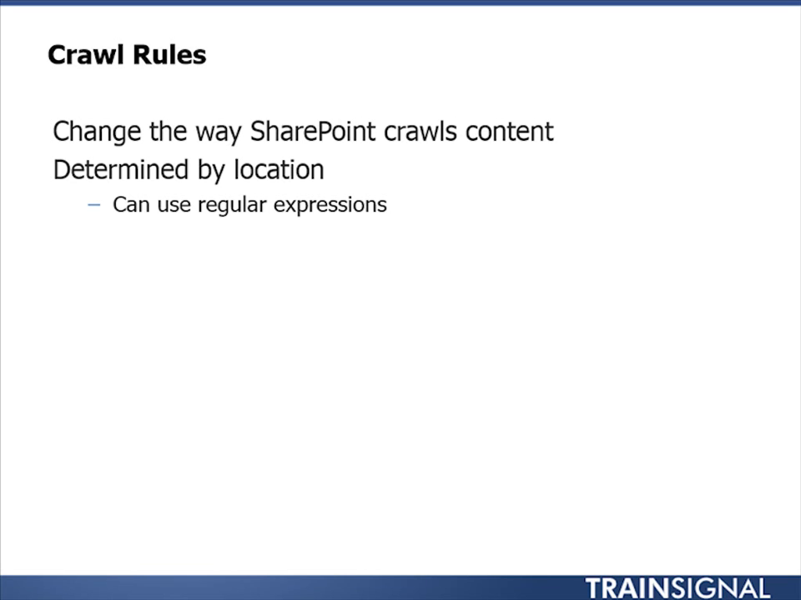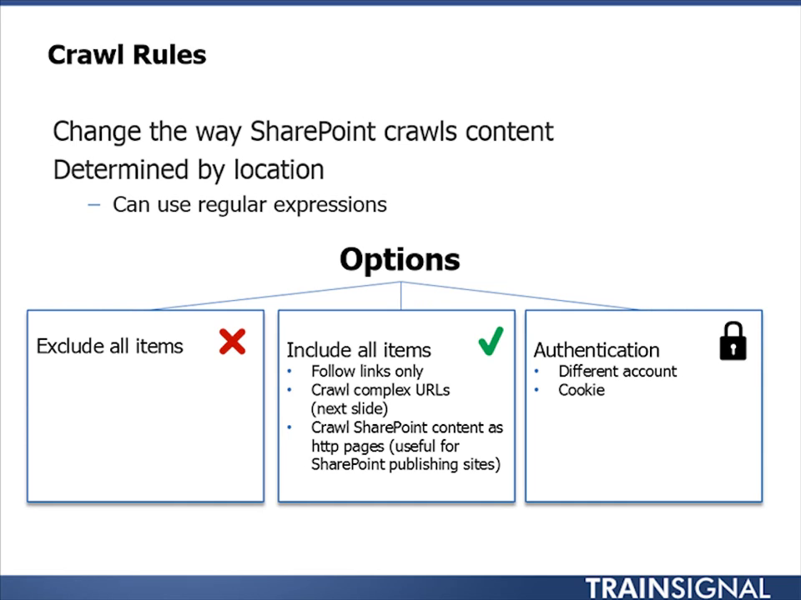Now, one of the other very big things, and it's quite powerful, is the ability to use regular expressions as well. On our crawl rules, we've got a couple of different options here. We first of all have the ability just to exclude items. That way, if there's something that we don't want crawled, maybe there's a site collection, like for R&D or maybe for human resources, where we don't want that information to ever be searched.